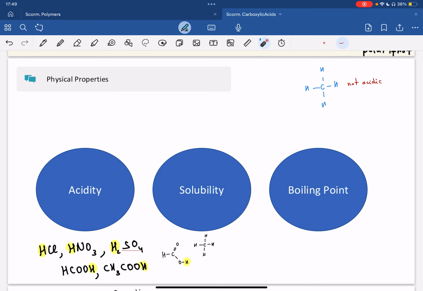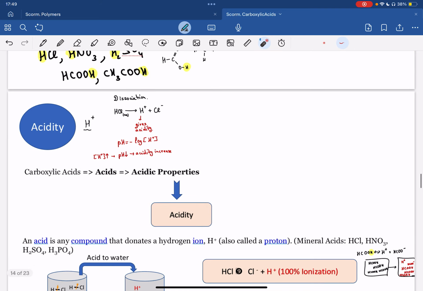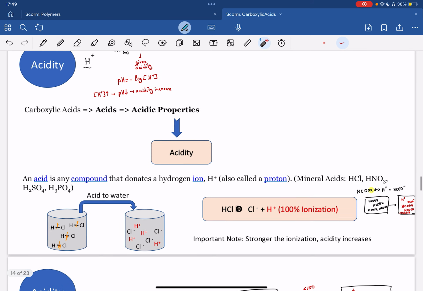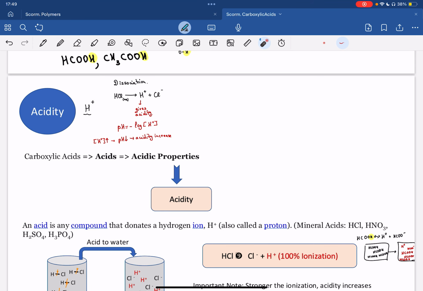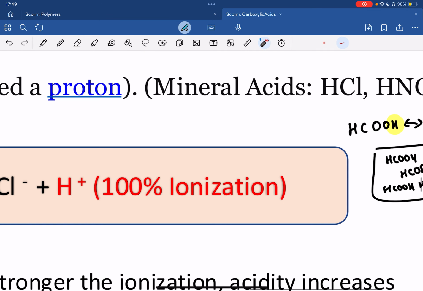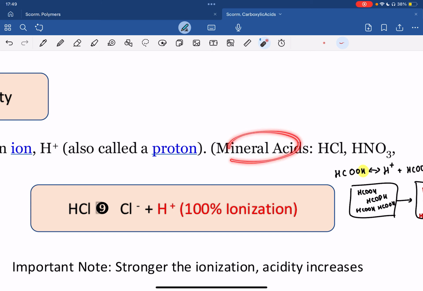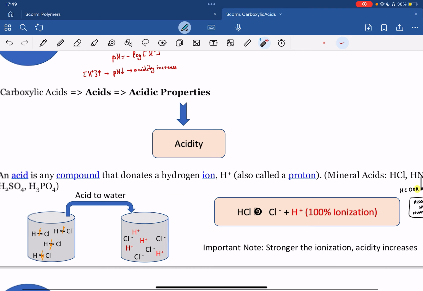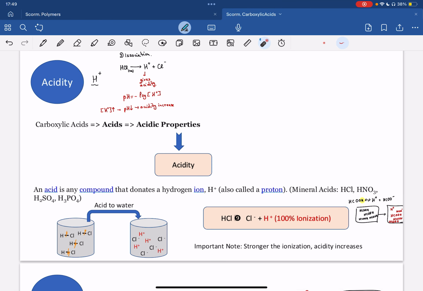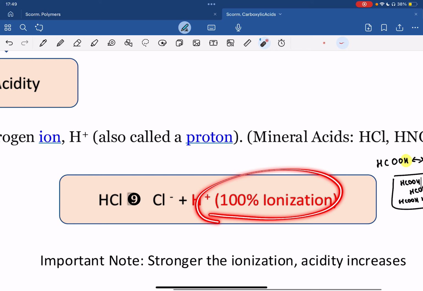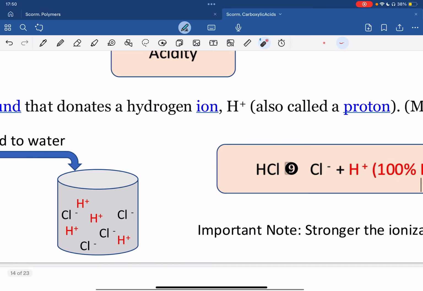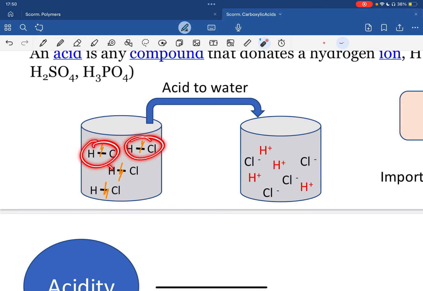Whenever we talk about physical properties, it's about acidity, solubility, and boiling point. First of all, let's discuss acidity. Whenever you see the word acidity, always consider ionization. Remember the word ionization. Also remember the word mineral acids. Mineral acids, like HCl, are inorganic acids. And always know that mineral acids can fully ionize. For example, we have 4 hydrochloric acid molecules in here.